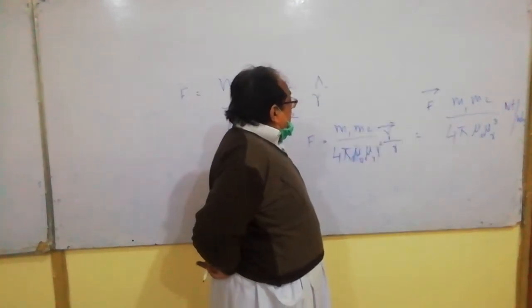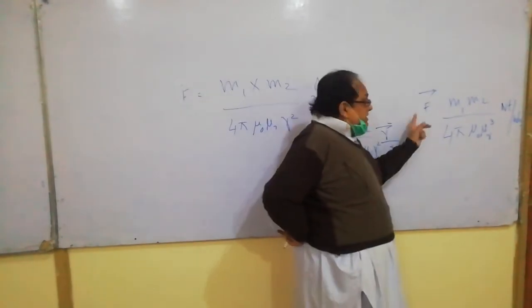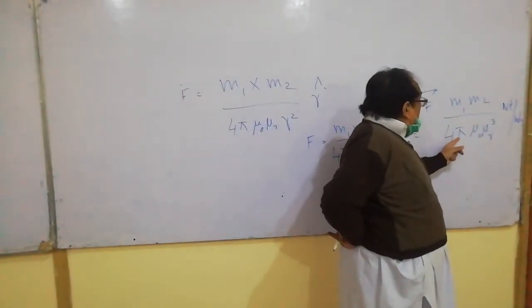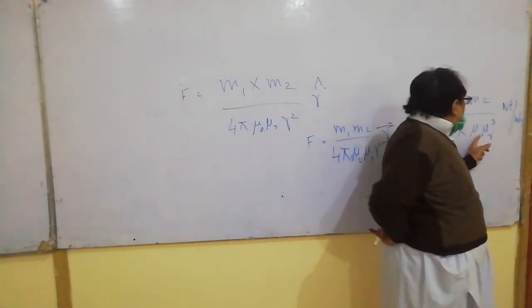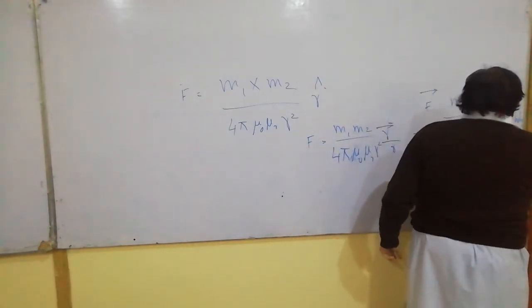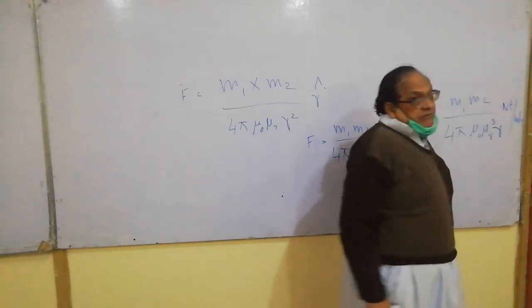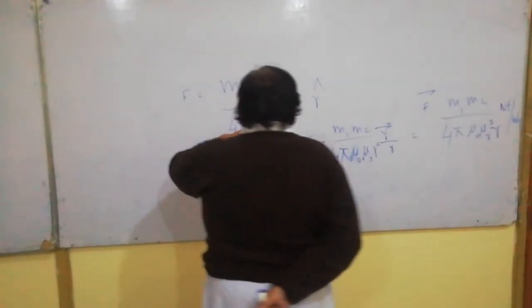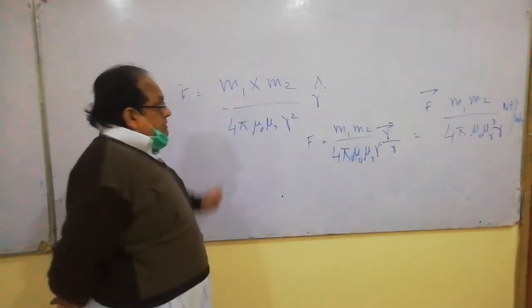So the final relationship in vector form is M1 M2 divided by 4 pi mu naught mu r into r cube, times the r vector, in Newtons. This is in vector form, and this is in scalar form.